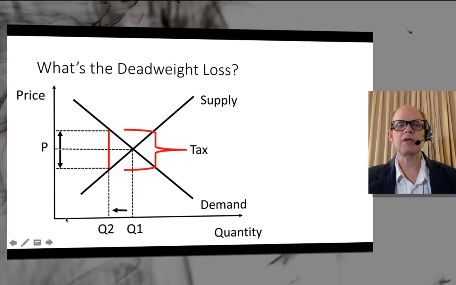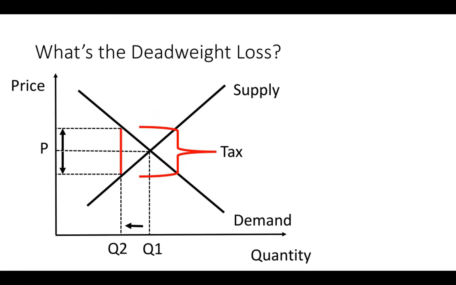So next we will try to calculate the deadweight loss. Remember, the deadweight loss is the reduction in welfare or reduction in benefits to your market participants, your buyers and your sellers. So that is this triangle here.